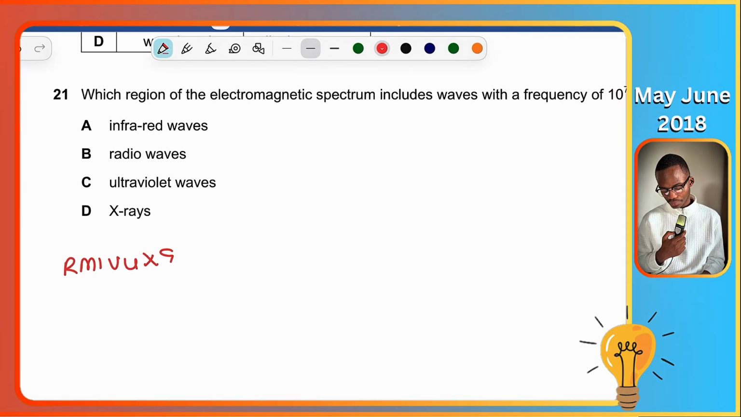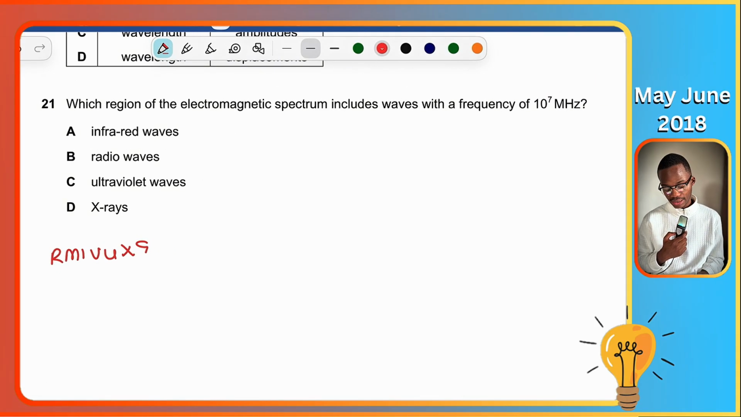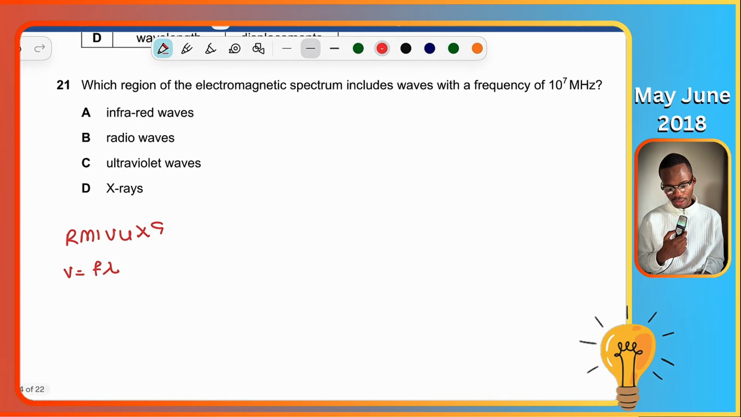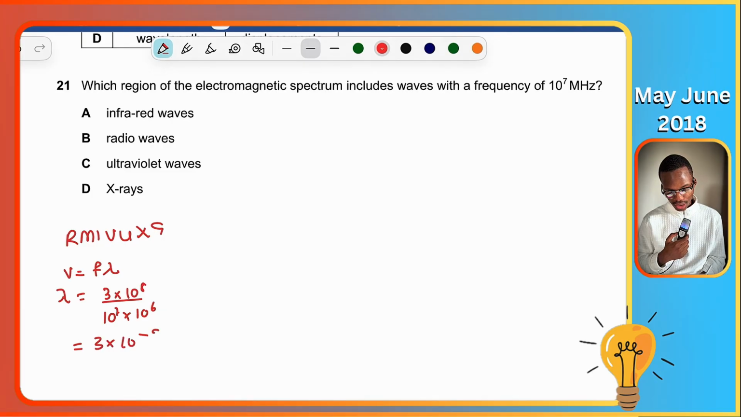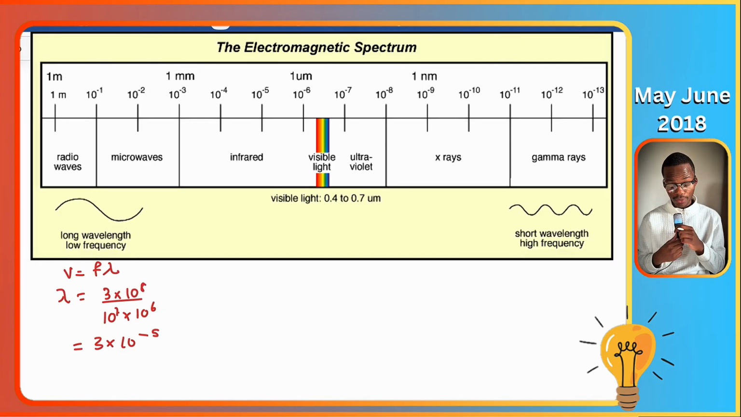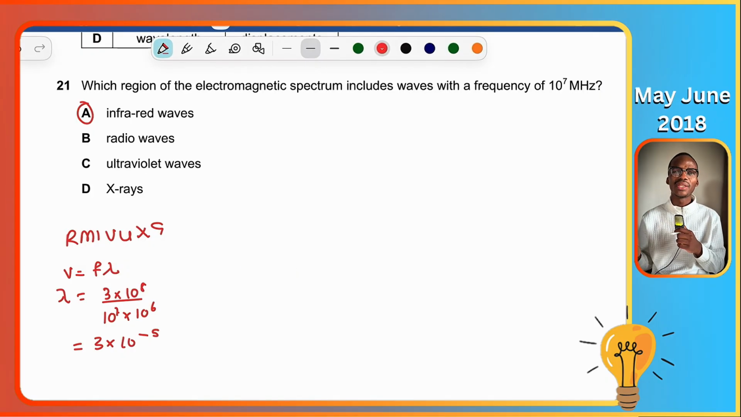So this is important for you to understand how this works. Effectively, speed is frequency times wavelength. So wavelength is going to be speed, which is 3 times 10^8, divided by frequency, which is 10^7 times 10^6. You do your math, you're going to end up with 3 times 10^-5. If you look there, it's going to fit inside the infrared region. With this one, I can't help you. You have to memorize this on your own. Just know the stuff, guys.